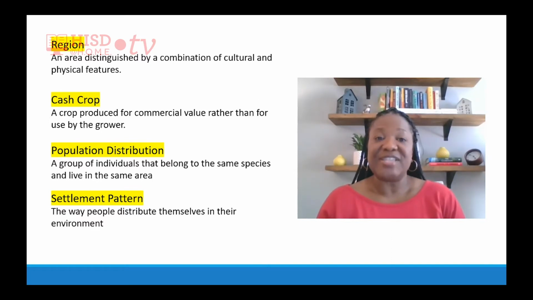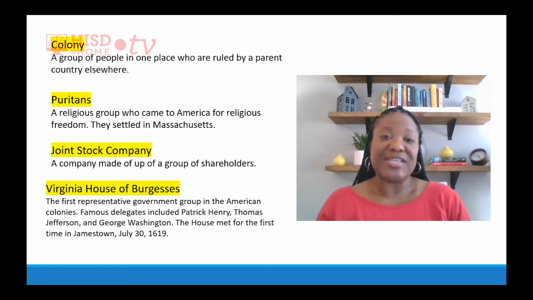Your second word is cash crop. A cash crop is a crop that is grown by a farmer, not for his own use, but to be used for economic reasons. A cash crop is usually grown in order to generate income for the grower. Population distribution. Population distribution refers to a group of individuals that belong to the same species or live in the same area. Settlement. Your next word is colony.